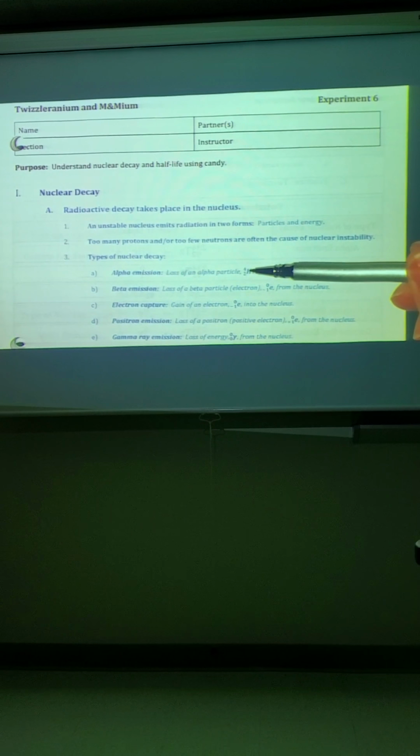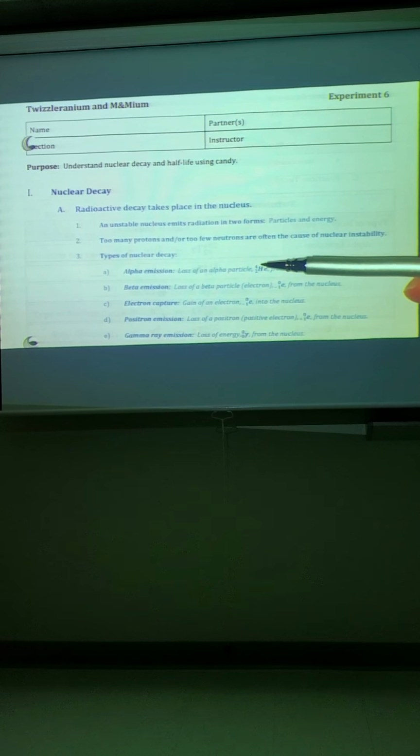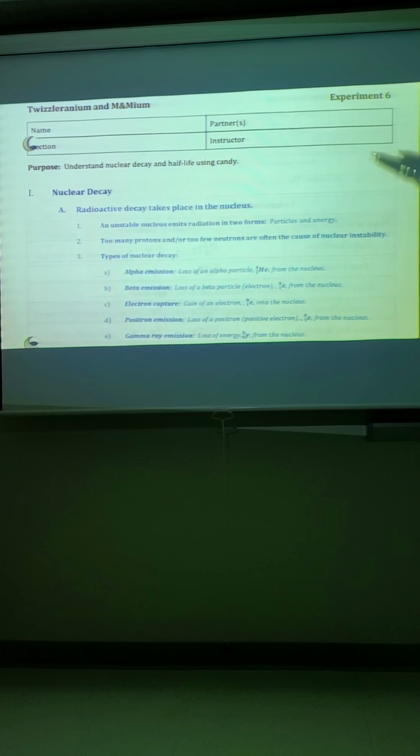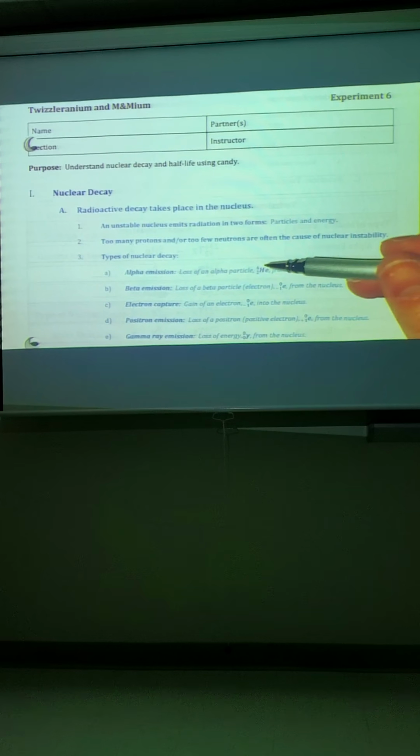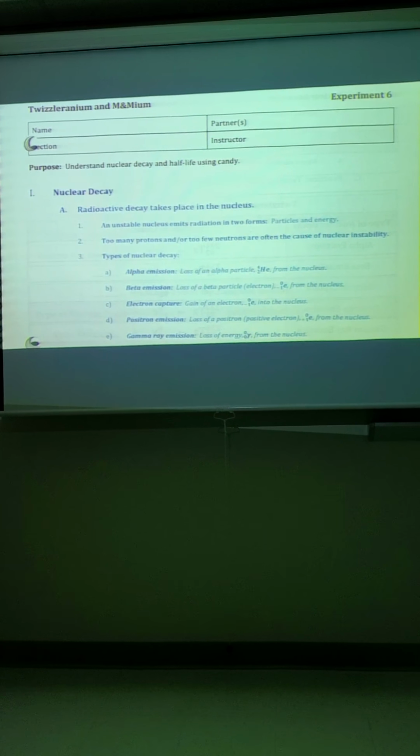Alpha is the only one that's going to change the mass number. We'll see that in a minute, so watch out for that. That's the easiest way to recognize alpha emission in your homework: watch out for that change in mass, because we are losing a mass of 4.